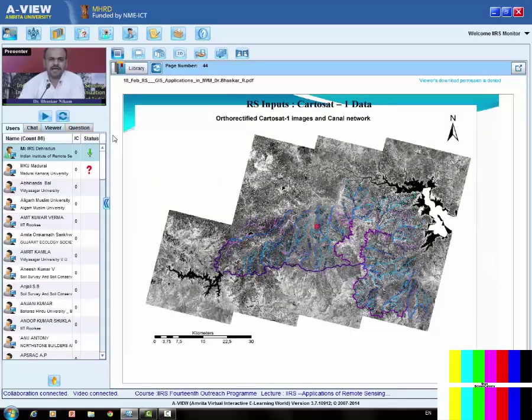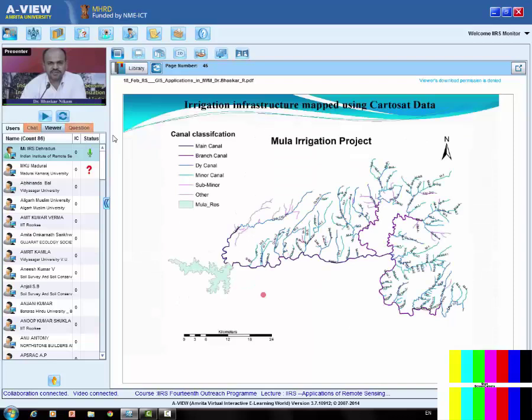Now you can see, I am just showing you here, there are Cartosat tiles around, and these blue lines are the entire canal network which I have digitized using Cartosat 1 data. This is the Mula command in Ahmednagar district of Maharashtra. The entire network we have digitized, this is the Mula reservoir, and this is the Aurangabad Jayakwadi Sagar reservoir. So the entire irrigation network we have digitized using Cartosat data.